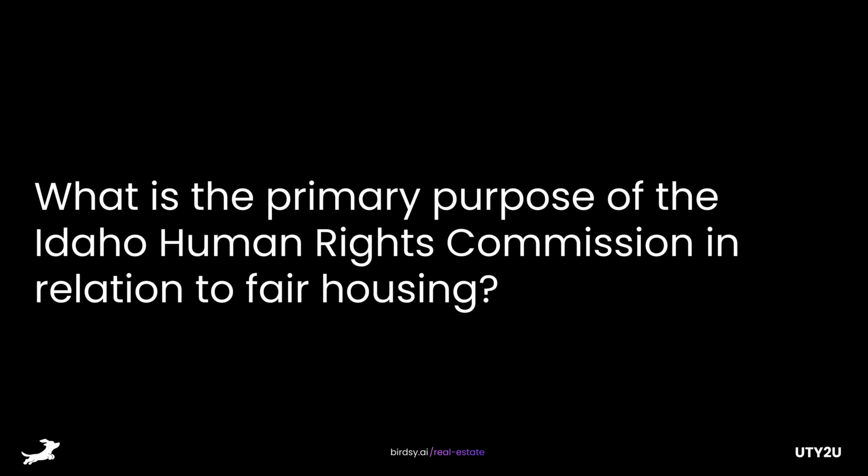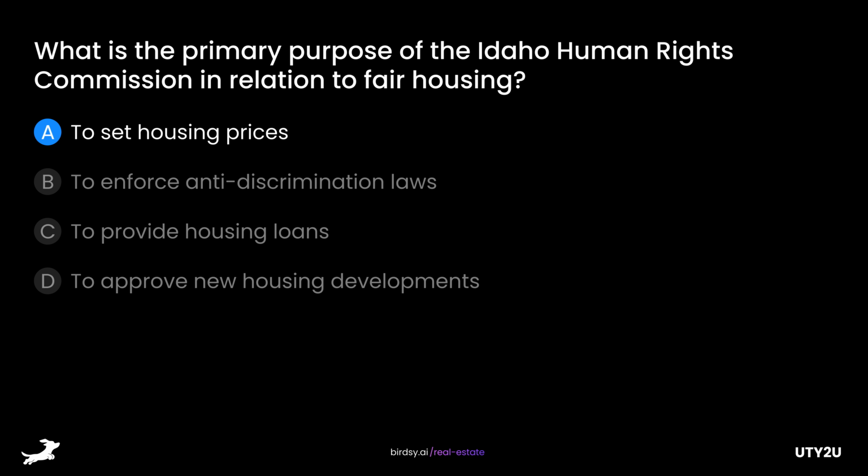What is the primary purpose of the Idaho Human Rights Commission in relation to fair housing? Is it A, to set housing prices, B, to enforce anti-discrimination laws, C, to provide housing loans, or D, to approve new housing developments? The answer is B, to enforce anti-discrimination laws.